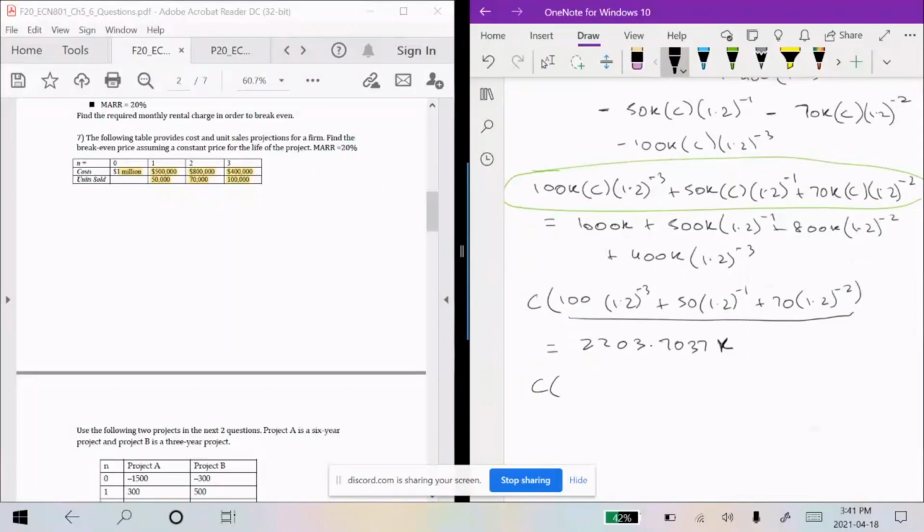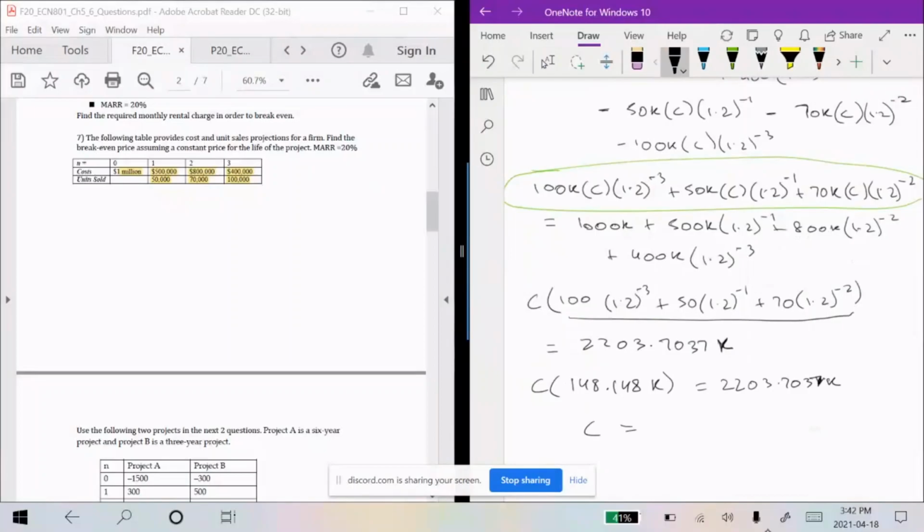Okay. So now solving the left-hand side, we get it as C into 100 into 1.2 raised to the power minus 3, 50 into 1.2 raised to the power minus 1, 70 into 1.2 raised to the power minus 2. We get this as 148, and this is also in thousands. Equals 2203.7037.